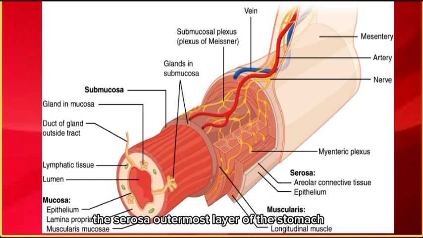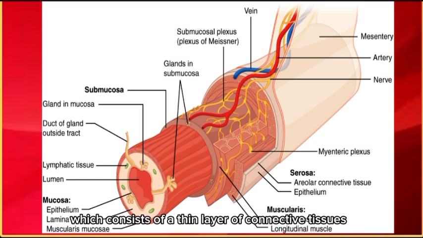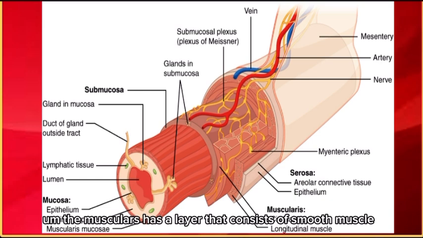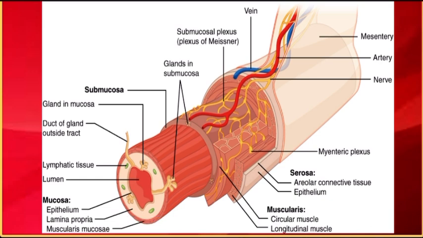The serosa is the outermost layer of the stomach, which consists of a thin layer of connective tissue that is gonna help the stomach to stay in place. And finally, the muscularis. The muscularis has a layer that consists of smooth muscle. Also, when muscle contraction occurs, it's gonna help mix and churn the food.